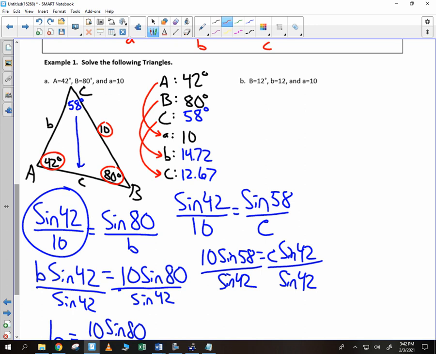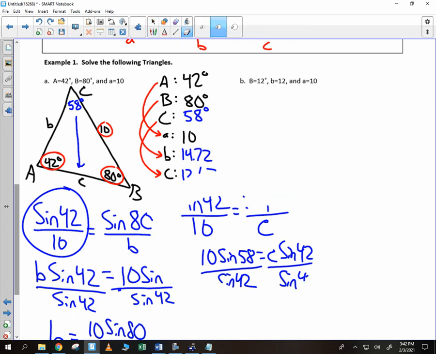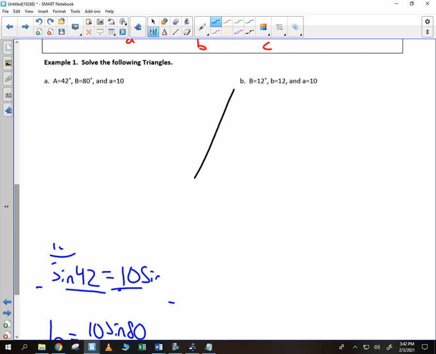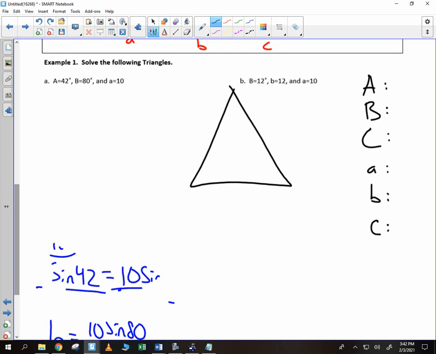That's a good check. All right, so our last example, and you'll be ready to do your assignment. This one's just a little bit different. We're going to set it up here, and we have A, B, C, then A, B, C. So it doesn't matter where you label them. We'll go A, B, and C. B is 12 degrees, side B is 12, and side A is 10.